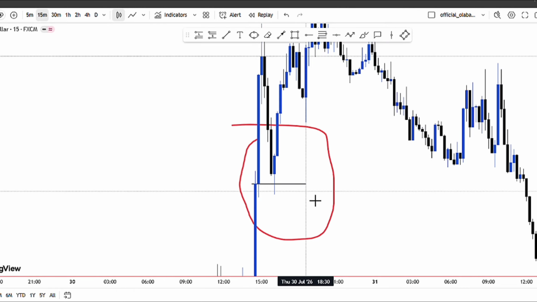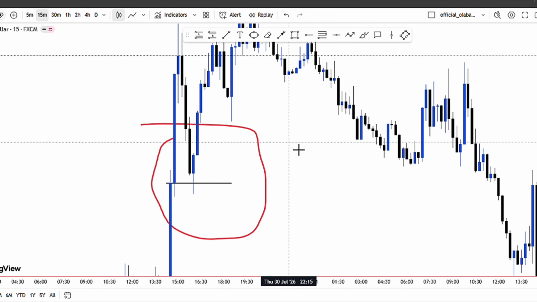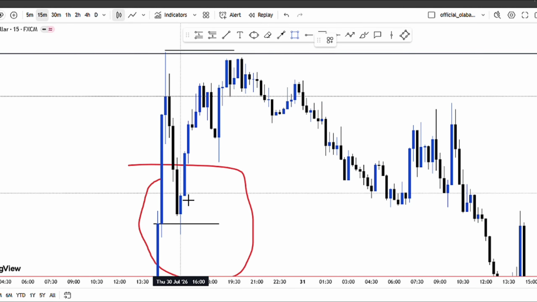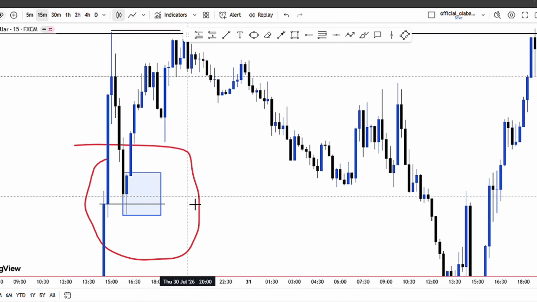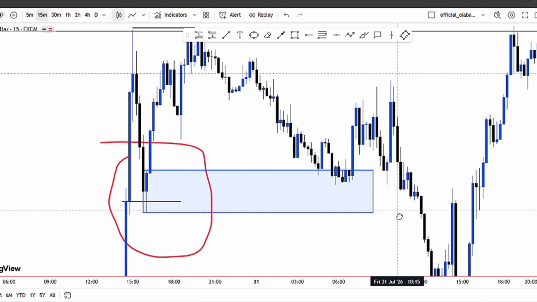So we have two things missing right here. Basically, there's no liquidity sweep and there's no break of structure. That's what makes this particular level, this particular zone, an invalid demand. You don't want to buy from there.